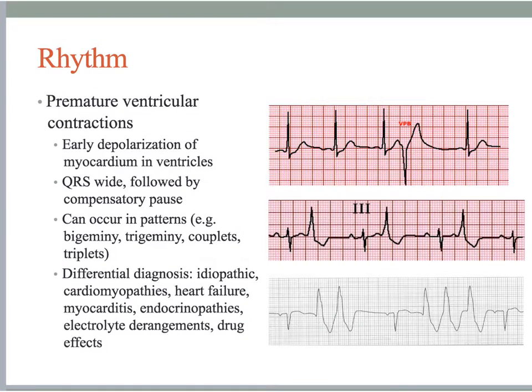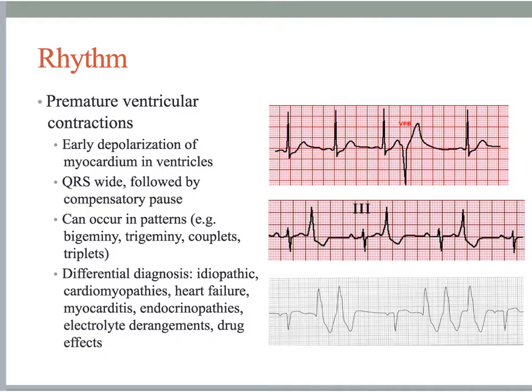Premature ventricular contractions are also common findings on pediatric EKGs. They are caused by early depolarization of the myocardium in the ventricles. Because the contractions originate below the bundle of His, the QRSs are wide. They are also followed by a compensatory pause.